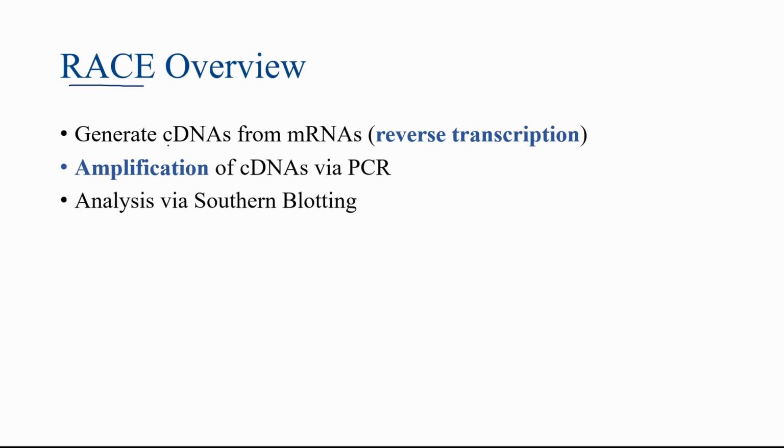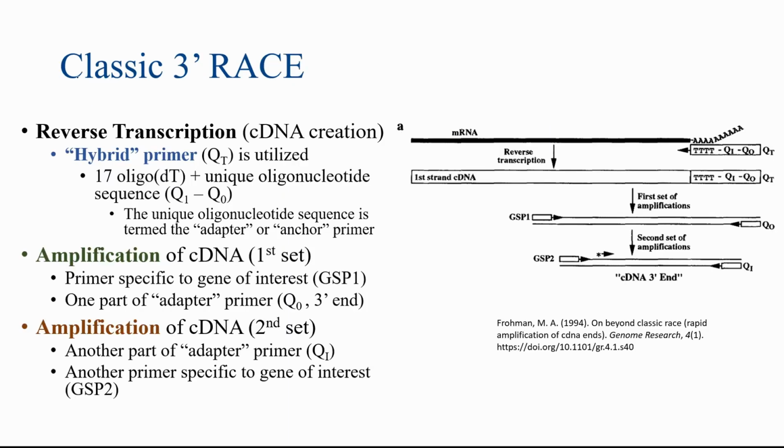The idea is that you generate complementary DNA from messenger RNAs using reverse transcription, and then you amplify the cDNA product via PCR, or polymerase chain reaction. You can then perform analysis of your amplified products via Southern blotting. So let me begin by discussing the classic 3' RACE.